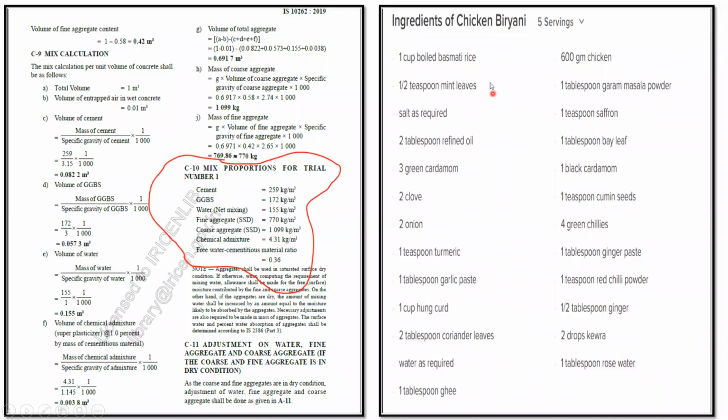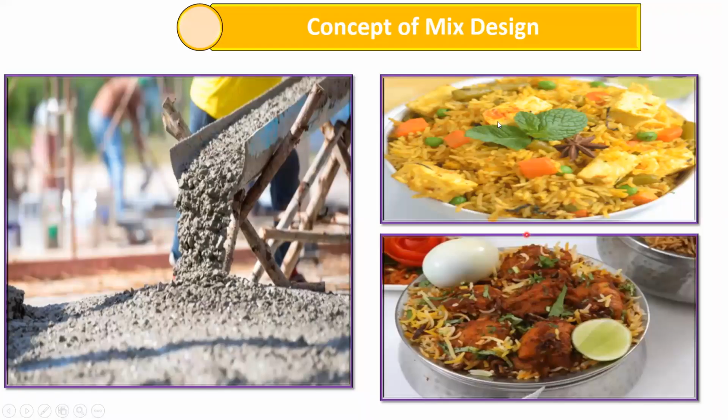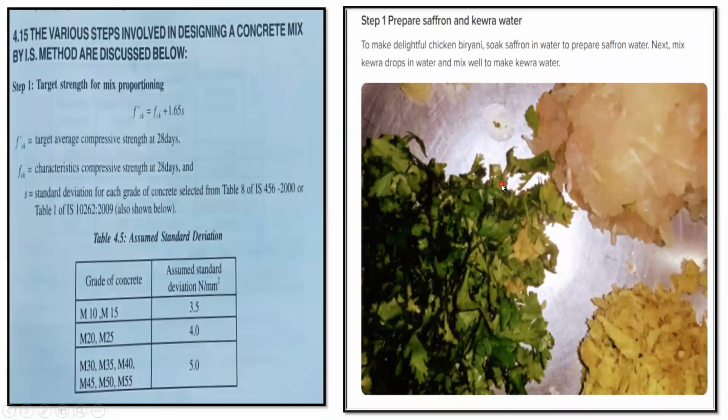When you prepare chicken biryani, if you try to follow all these things, if you try to add all these things, and there are certain steps also, if you try to prepare all those things, this is the final product what we get. Then how do you do all those things? We have certain steps, right? Suppose if you want to prepare a chicken biryani, this is a step given: prepare saffron and kewra water. Similarly, if you want to prepare a concrete mix design, here is a step given. Step one, which is written: target strength for mix proportioning.